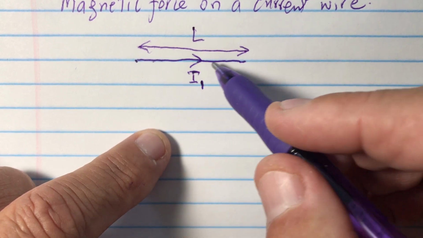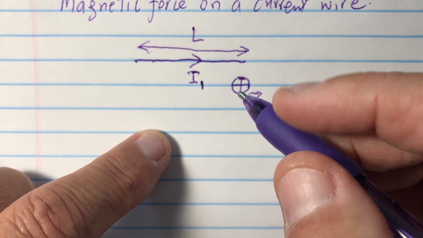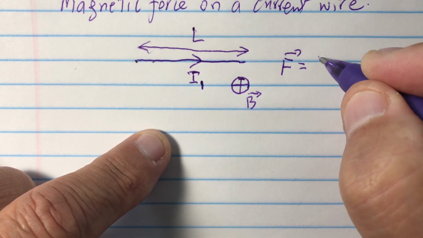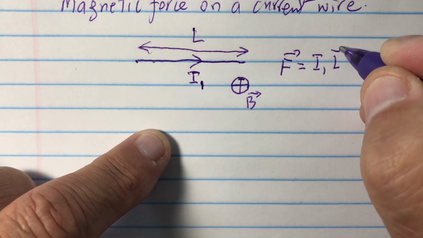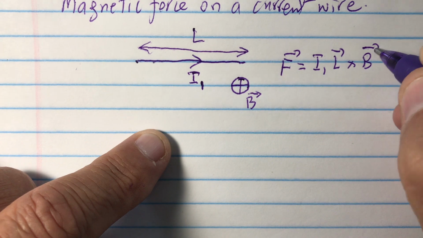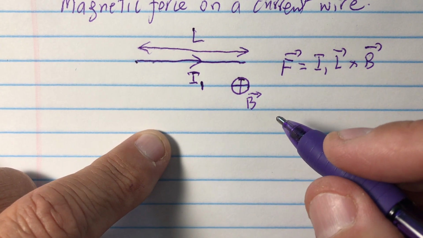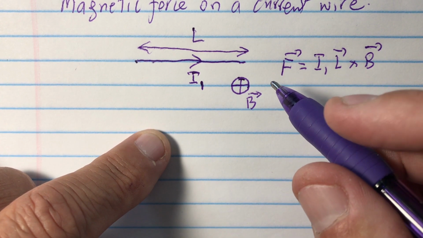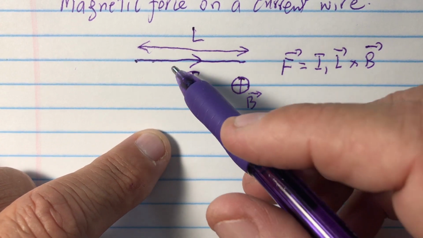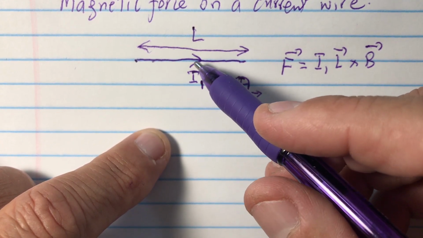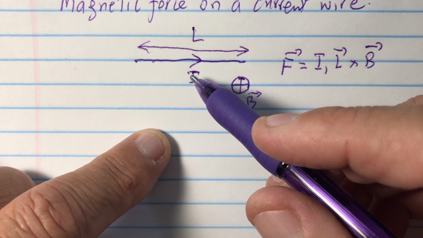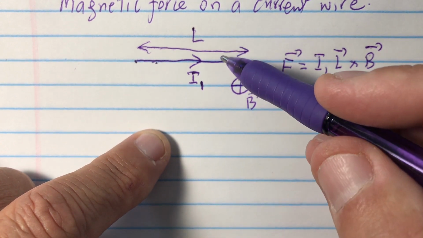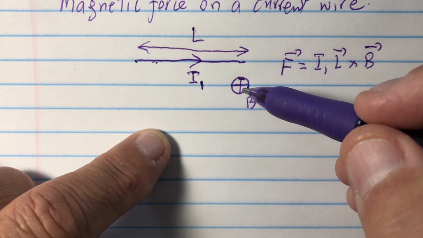Now, this wire will experience a force. And that force, we'll write it here. F is equal to I1 L cross B. This is the force. Now, why will this wire experience a force? The reason is that this wire itself has its own magnetic field. And that magnetic field of this wire will interact with the magnetic field of the outside.